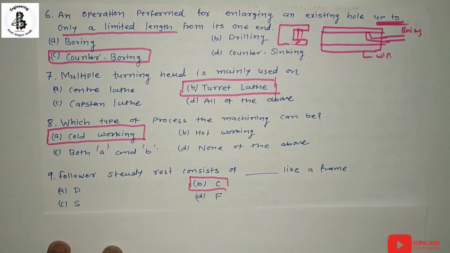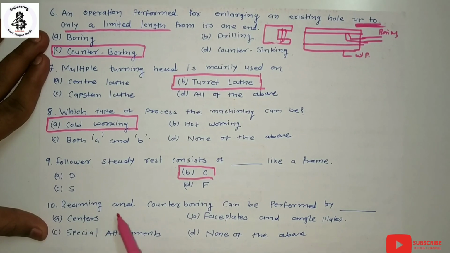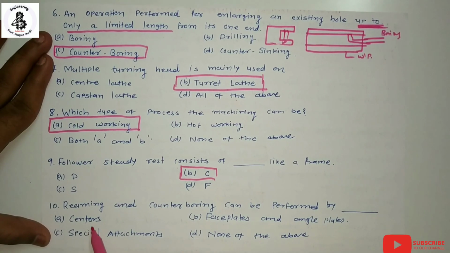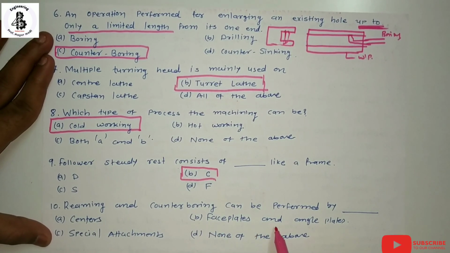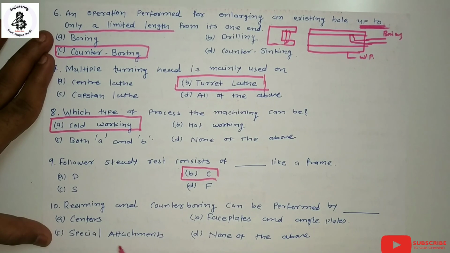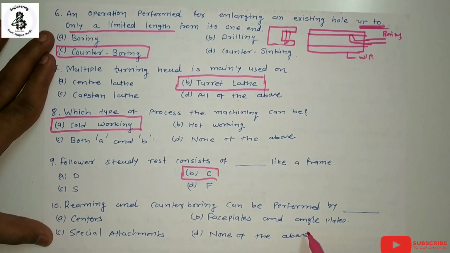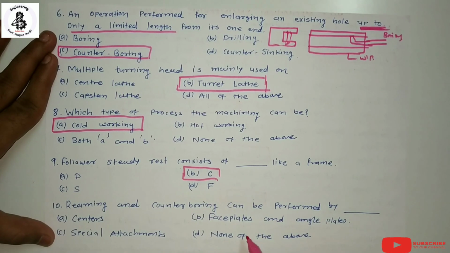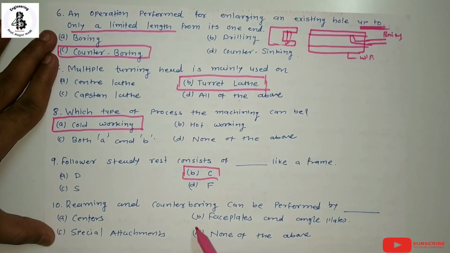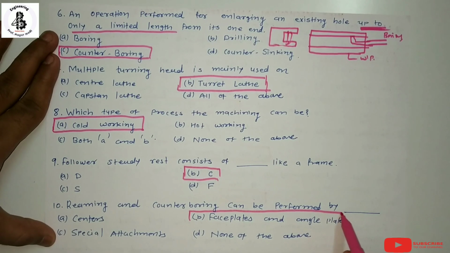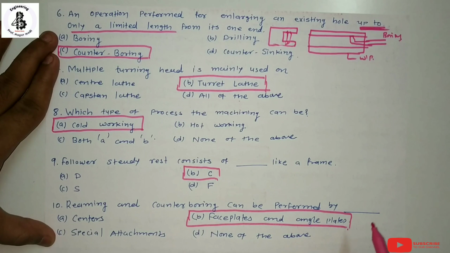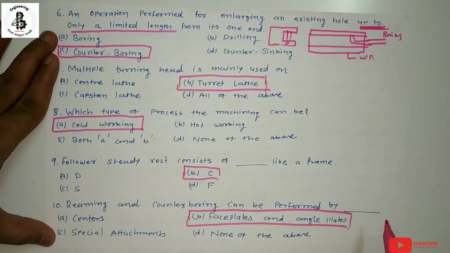Then next question, reaming and counter boring can be performed by option A centers, option B face plates and angle plates, option C special attachments, and option D none of the above. So basically reaming and counter boring can be performed on lathe machines with the help of face plates and angle plates. So option B, face plates and angle plates, is the right answer for performing reaming and counter boring on lathe machines.